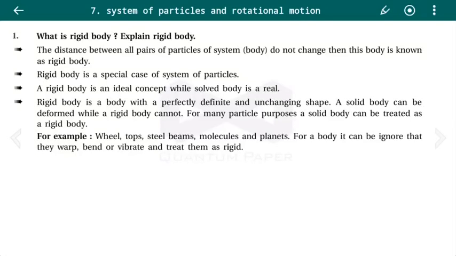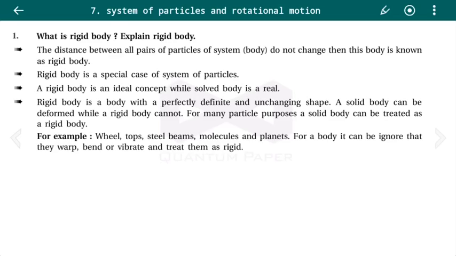In this video we are going to start our new chapter number 7, system of particles and rotational motion. And the topics that we are going to discuss in this video are translational motion and rotational motion. But before starting that, let us see what a rigid body is.